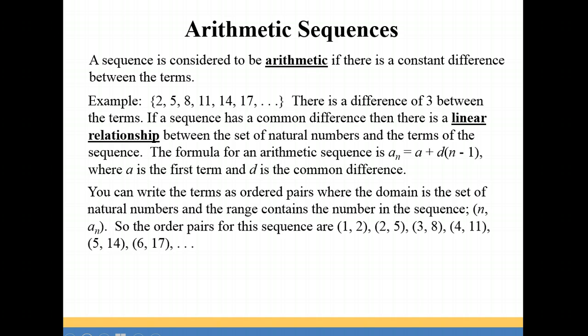So in this case, we have ordered pairs like 1, 2, meaning that the first term has a value of 2. 2, 5, meaning the second term has a value of 5. 3, 8, 4, 11, and so on.